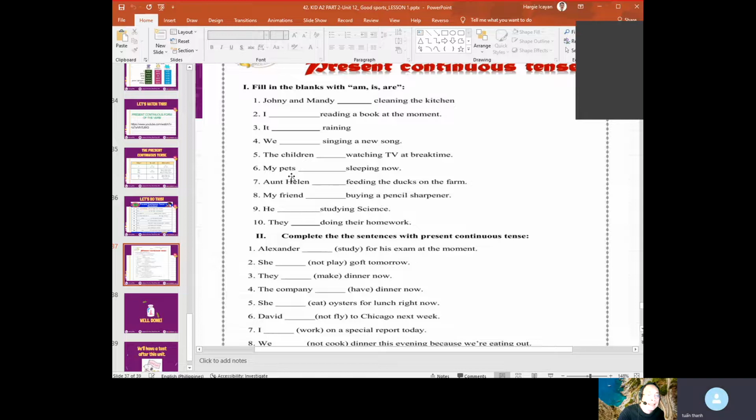My pets are sleeping now. Very good. So why do we use are? Because we're talking of pets and it's plural because of the S in there. So it's are. That's correct. Number seven.